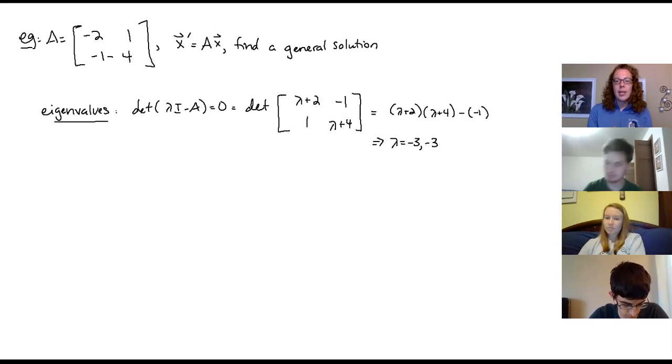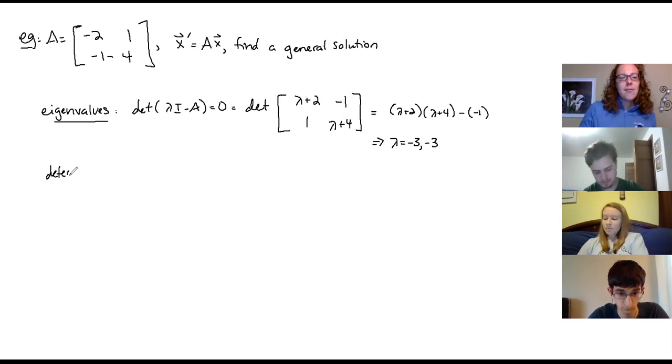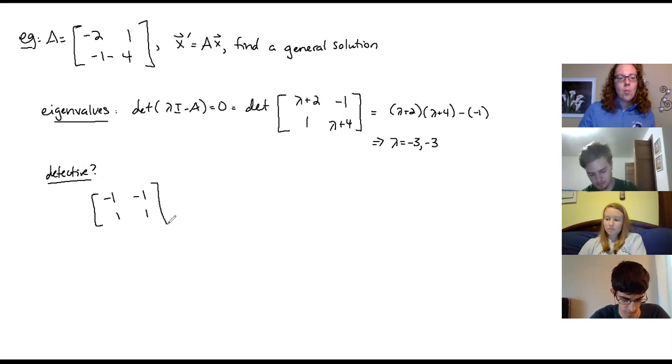I've got a repeated eigenvalue of -3 in this case. I'm not sure yet if it's defective. I need to check, so we need to plug in and decide if this is defective or not. I am plugging lambda equals -3 back into my lambda I minus A matrix, and we get -1, -1, 1, 1.